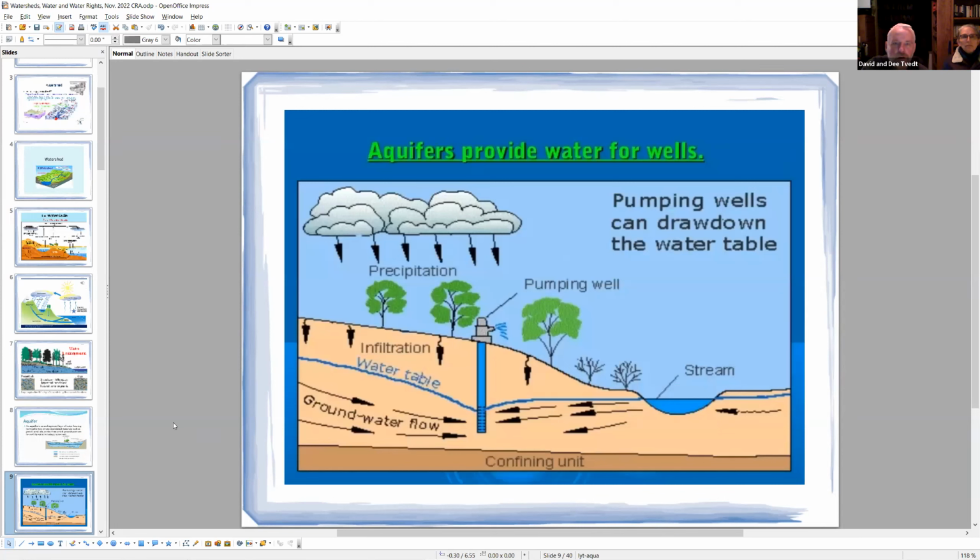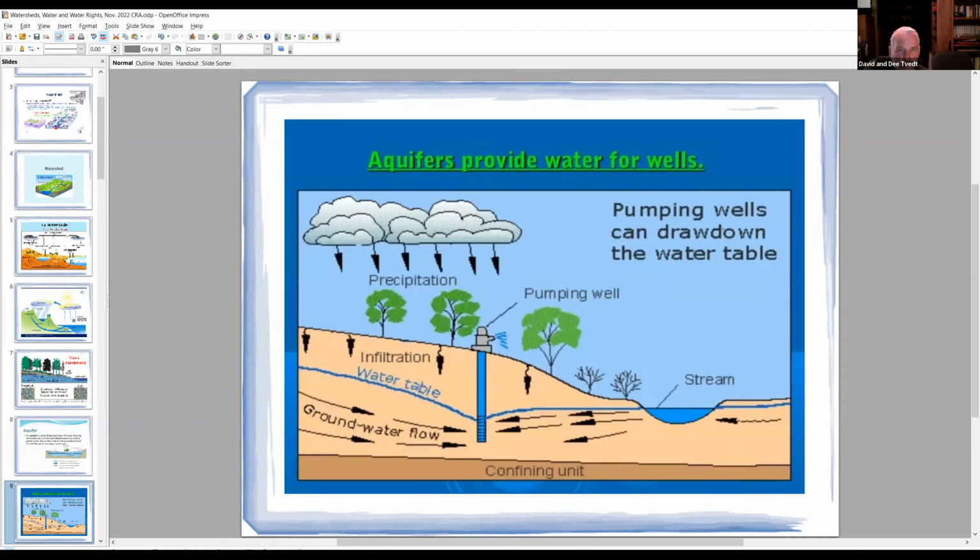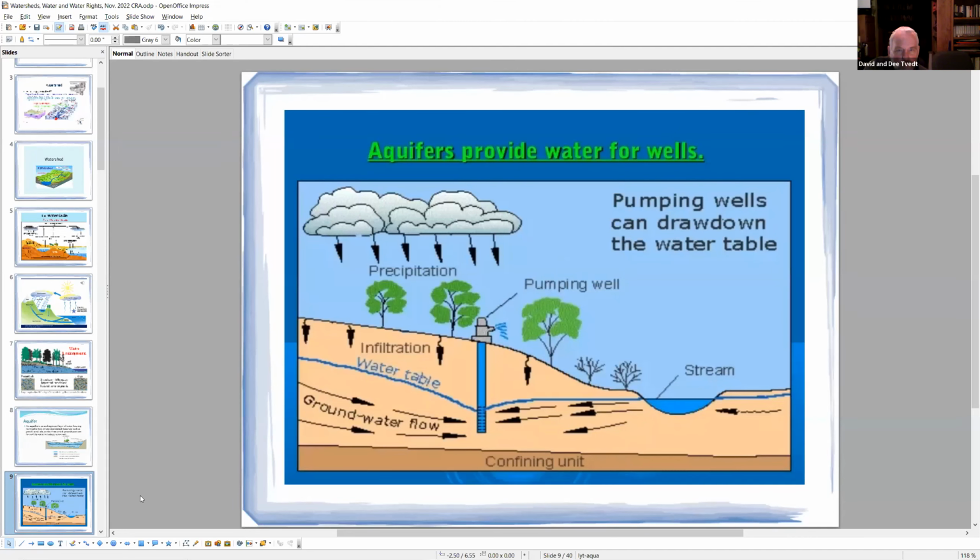And of course, aquifers provide water for wells. You can see this diagram, where the well has to go below the water table, otherwise it'll be a dry well.